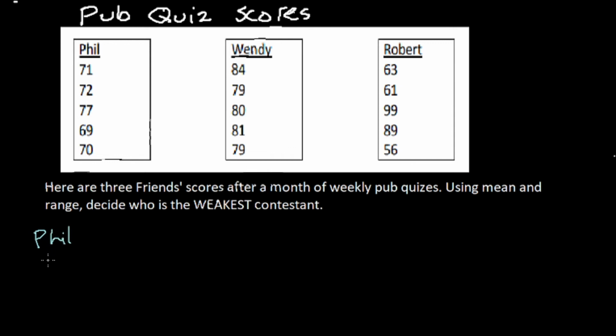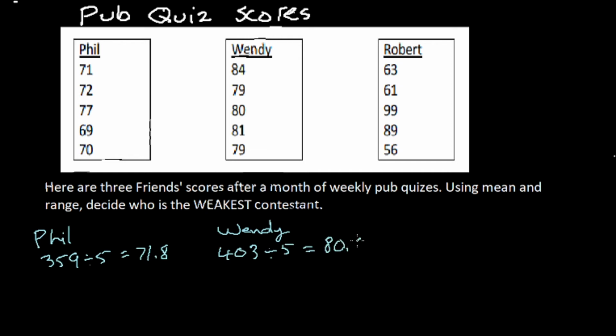Okay, and as usual, you just add up all the numbers. So for Phil, this is 359, and then you just divide by 5 because there's 5 results there. So his average is 71.8. Okay, and then let's do Wendy. For Wendy, she got 403. When you add all her scores together, again, she's got 5 scores, so you divide by 5 for the mean, and her mean is 80.6.